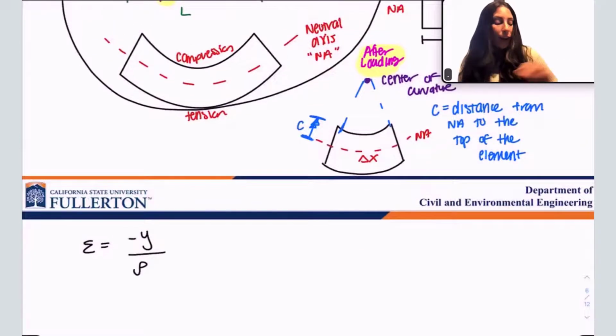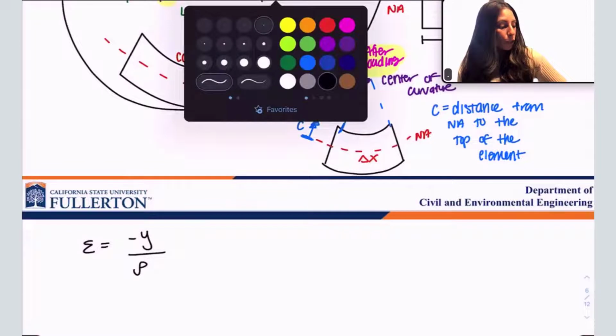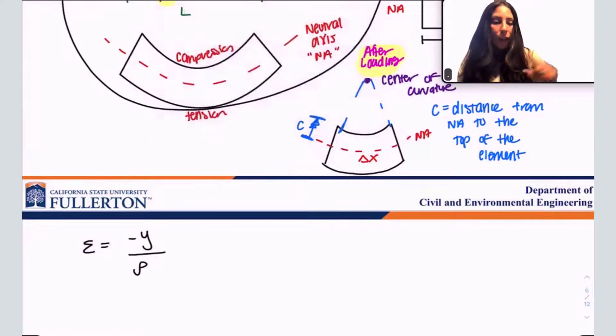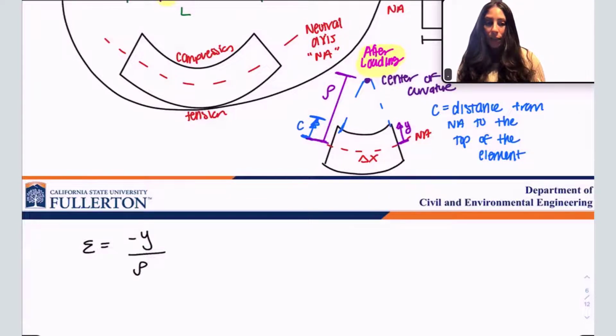Rho is defined as my radius of curvature. Okay, what is that value? It is the distance from the neutral axis to the center of curvature. This is my rho. And now what is y? Y is the distance from the neutral axis to the point I am trying to measure the stress at, or the strain at. So y is any distance from the neutral axis to the point I'm trying to measure the strain at. Rho is the radius of curvature.